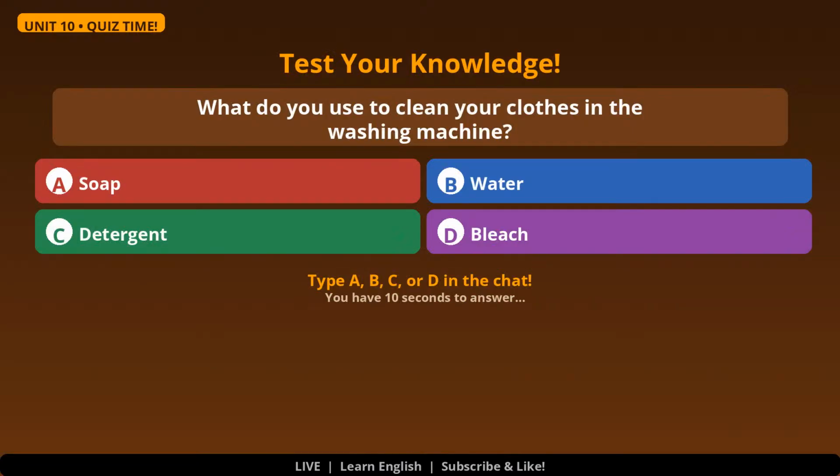Challenge yourself. Here's the question. What do you use to clean your clothes in the washing machine? Option A, soap. Option B, water. Option C, detergent. Option D, bleach. Think about it. Type A, B, C, or D in the chat. You have 10 seconds.